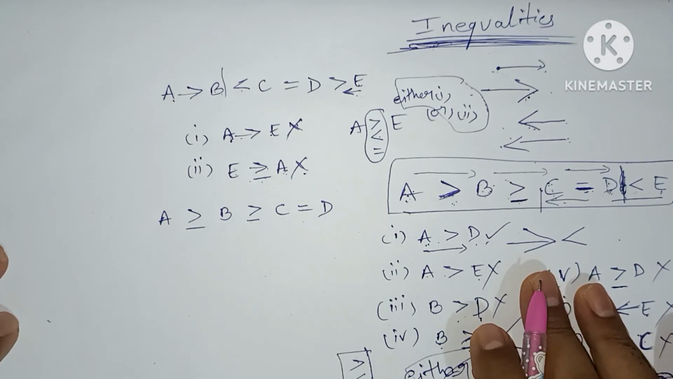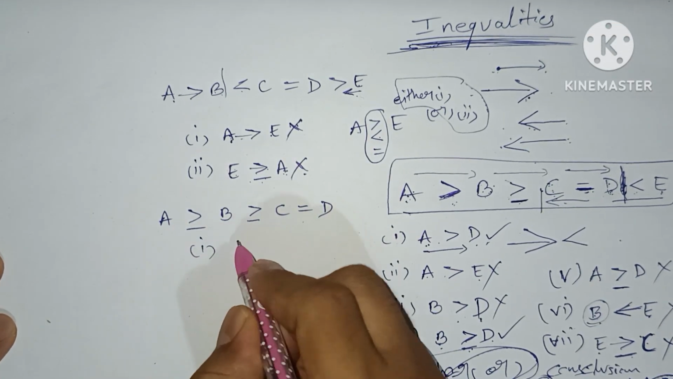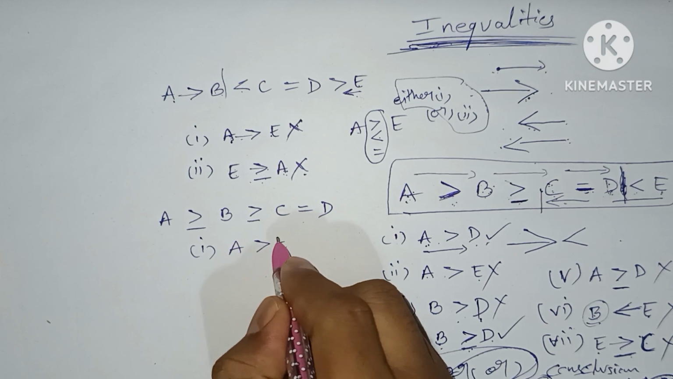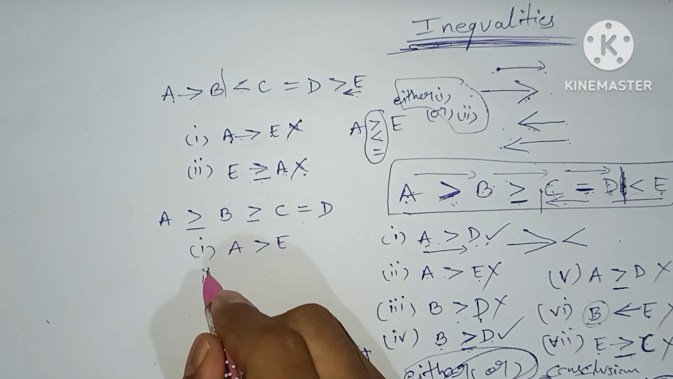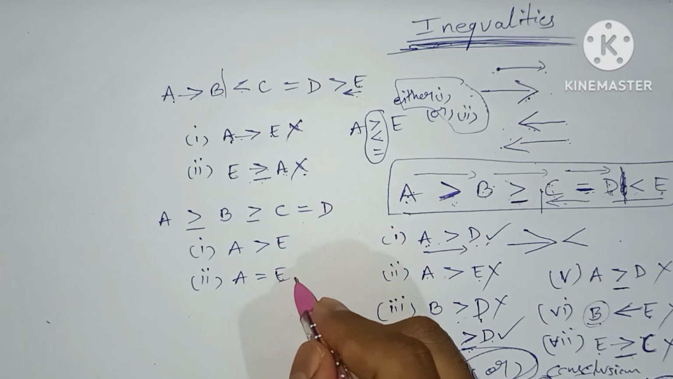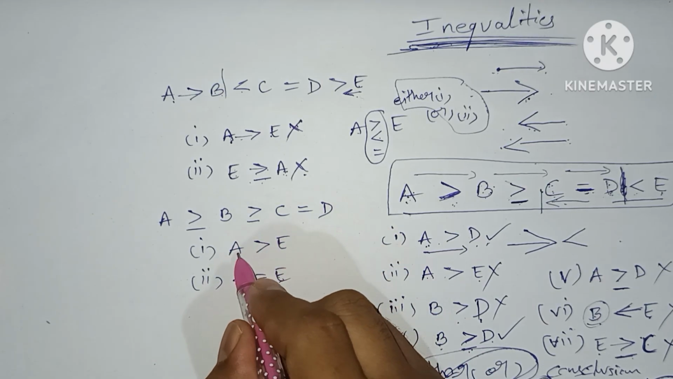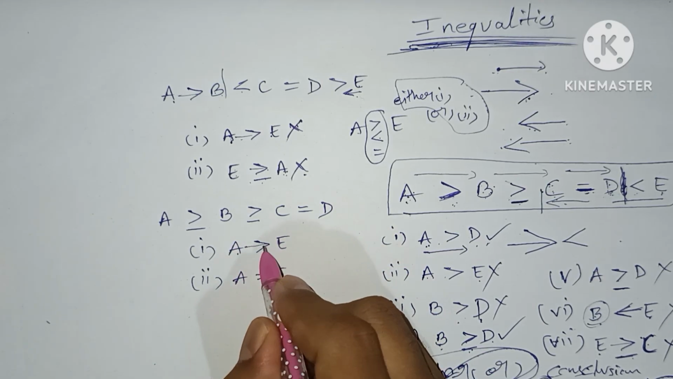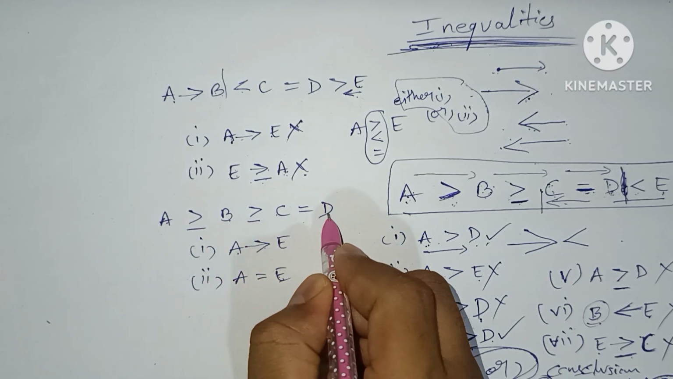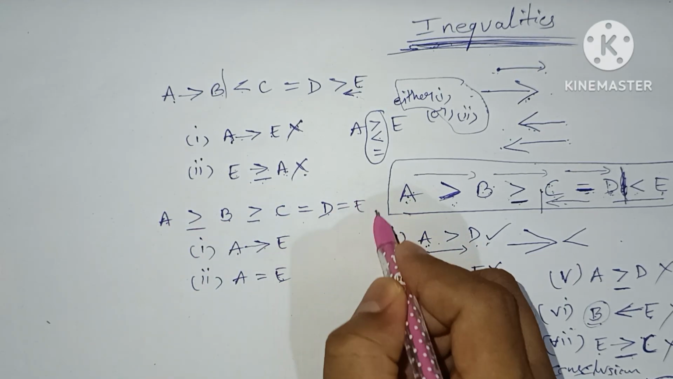We have one more example. In this case also we get an either or answer. If we see a to e, and another conclusion is a equals to e. If we see like this, individually the flow from a to e, we can flow from a to b, b to c, and c to d. All the cases are possible.